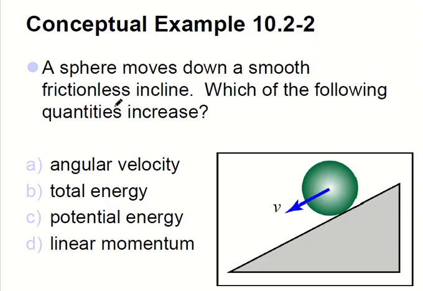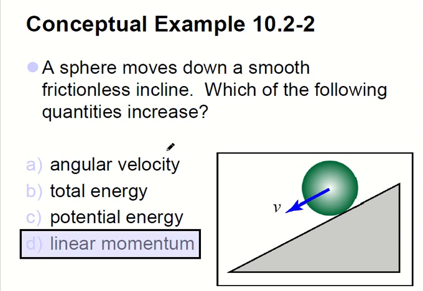So now we will get into a problem. You have a sphere that moves down a smooth frictionless incline here, and we have to choose which quantity is going to increase. So you have angular velocity, you have total energy, you have potential energy at a height, and then you have your linear momentum, where m is your mass, so linear momentum is mv.